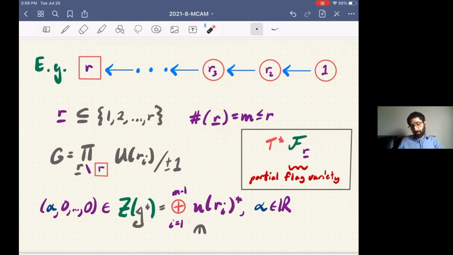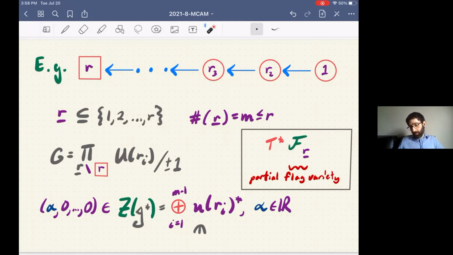Okay? So I'm going to allow them all to act except for the unitary group associated to the highest label here. And in this example, these play the role of my dimensions. So here there's a U1 acting, here there's a U(r2) acting, here there's a U(r3) acting, and so on, but nothing is acting here.